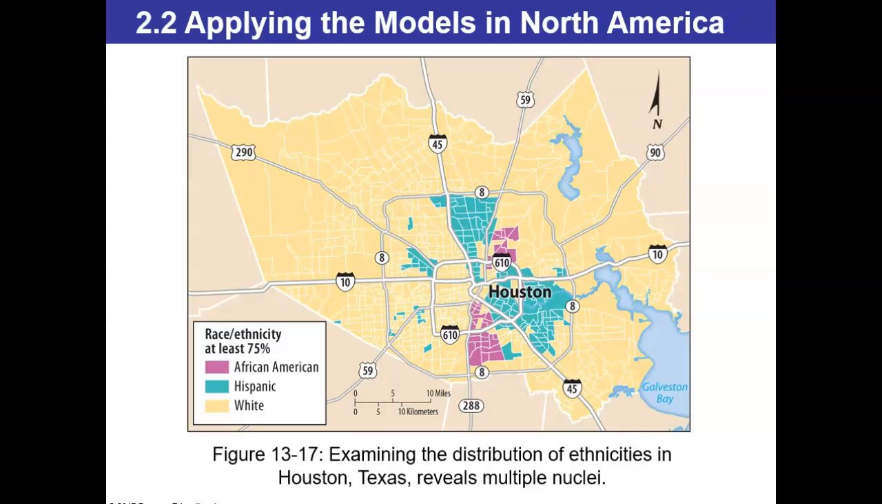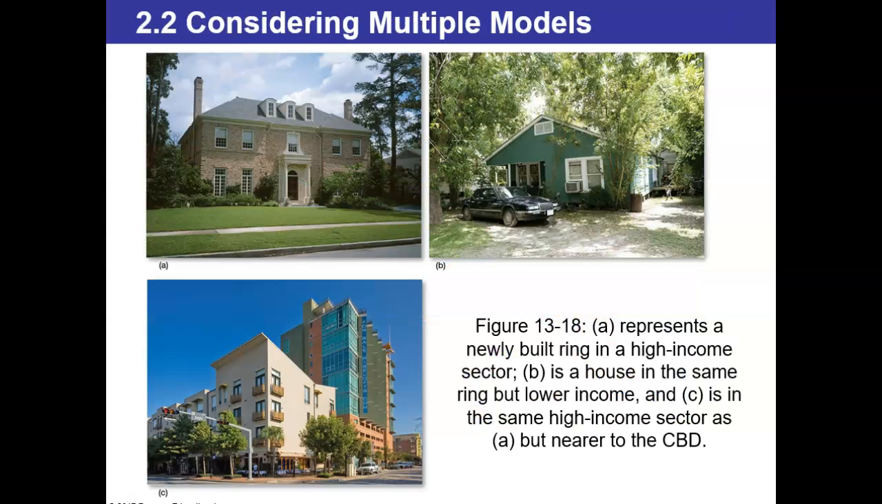Figure 13-17 examines the distribution of ethnicities in Houston, and in this case, this reveals the multiple nuclei model. People with the same ethnic or racial background are likely to live near each other. The key will indicate where African American or Black neighborhoods reside, Hispanic neighborhoods reside, and white neighborhoods. As mentioned before, the understanding of why cities are spaced the way that they are and why we can see patterns is because we can see overlays in these models.